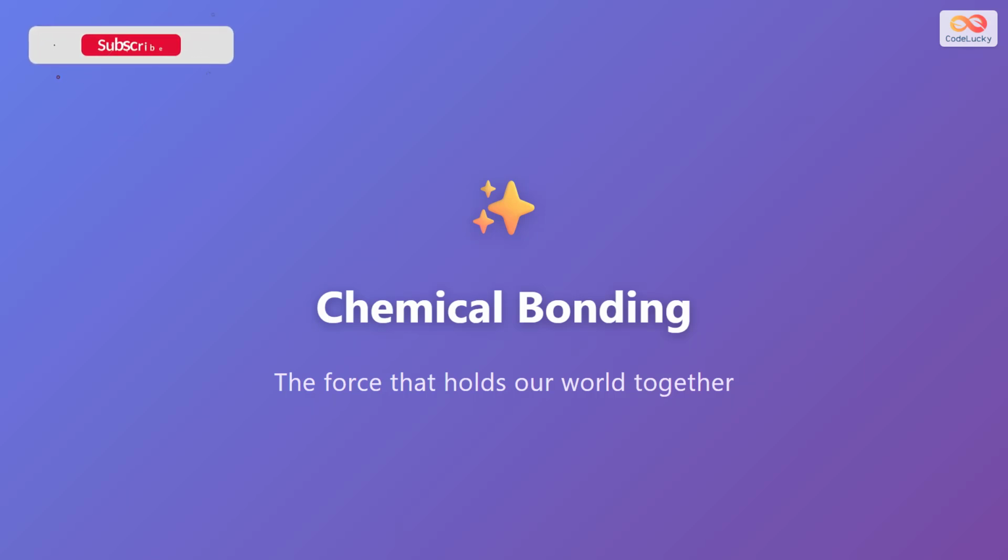Chemical bonding truly is the force that holds our world together. Without chemical bonds, atoms would exist in isolation, and nothing we know would exist. From the simplest molecules to complex biological structures, everything relies on the ability of atoms to bond with each other. As you continue studying chemistry, you'll discover how these bonds create the incredible diversity of materials and substances in our universe.